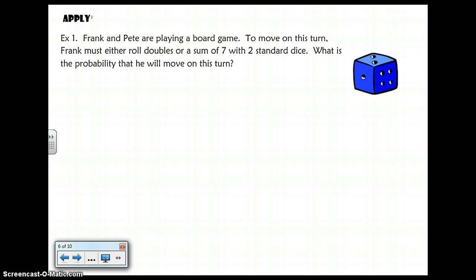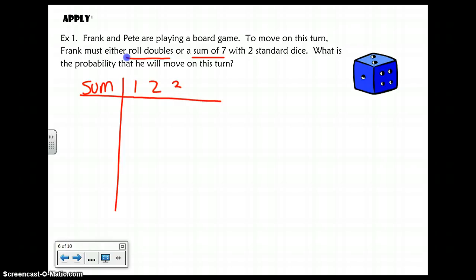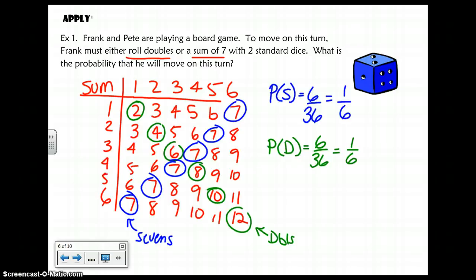So we have Frank and Pete who are playing a board game. To move on this turn, Frank must either roll doubles or a sum of 7 with 2 standard dice. What is the probability that he will move on this turn? So let's start by making a sample space. So we have the sum of 2 dice, just regular dice. So to solve this, first we filled in our sample space, and we circled all the doubles and we circled all the rolls of 7 and figured out the probability for both.